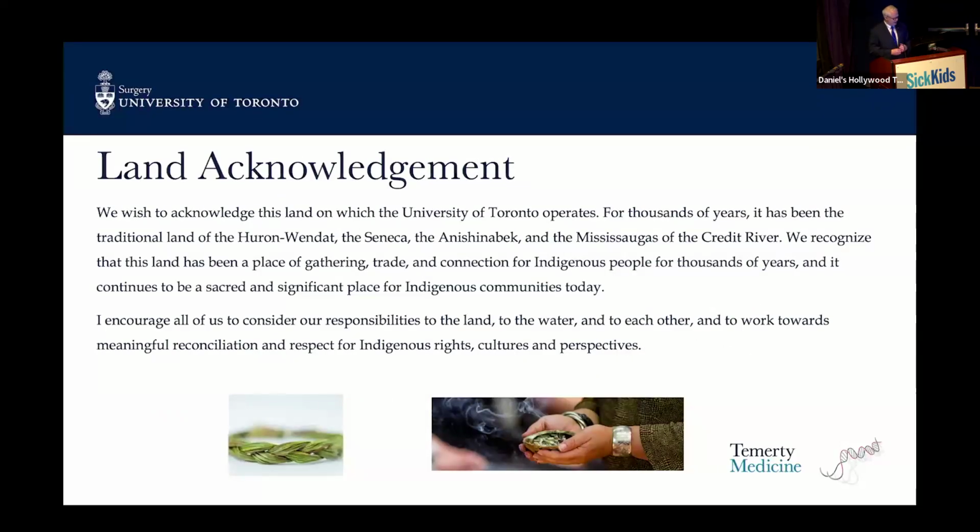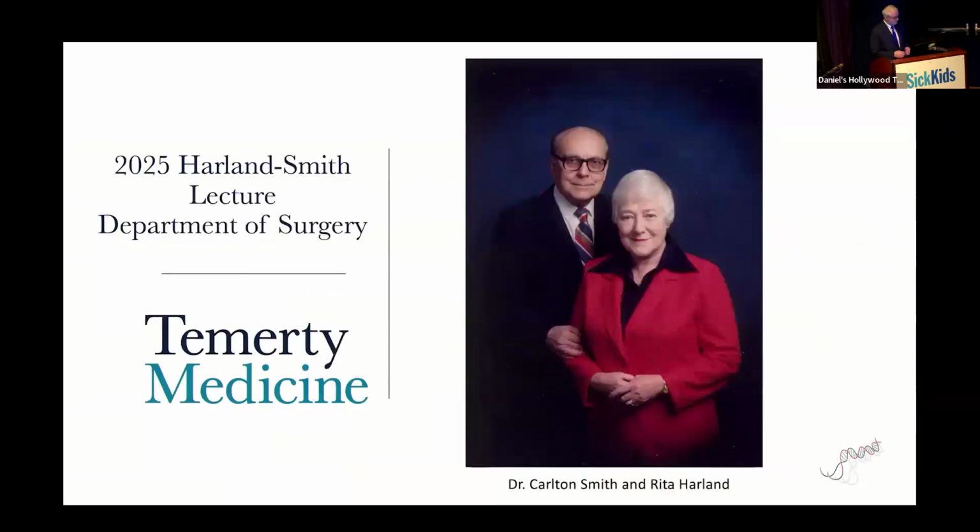Just at the outset, I want to acknowledge the land on which we are seated right now. For thousands of years, it has been the traditional land of the Huron-Wendat, the Seneca, and the Anishinaabeg and Mississaugas of the Credit. We recognize that this land has been a gathering of trade and connection for Indigenous people for thousands of years, and it has continued to be a sacred and significant place for Indigenous communities today. I encourage all of us to consider our responsibilities to the land, to the water, and to each other, and to work towards meaningful reconciliation and respect for Indigenous rights, cultures, and perspectives.